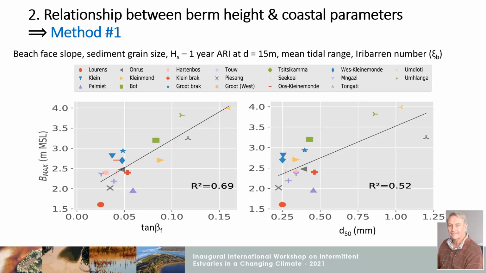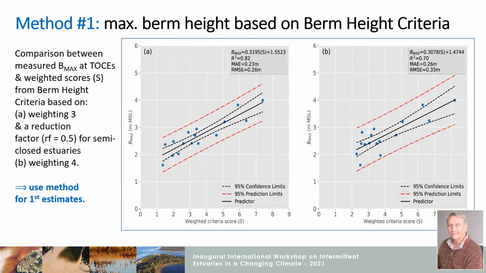So the first method we developed was just based on determining relationships between berm crest and various coastal parameters. In the end, we used for this first method just the beach face slope, the sediment grain size, the 1-year return period wave height at 15-meter depth off the estuary, and the mean tidal range. So the 2 graphs here just show 2 of these parameters.